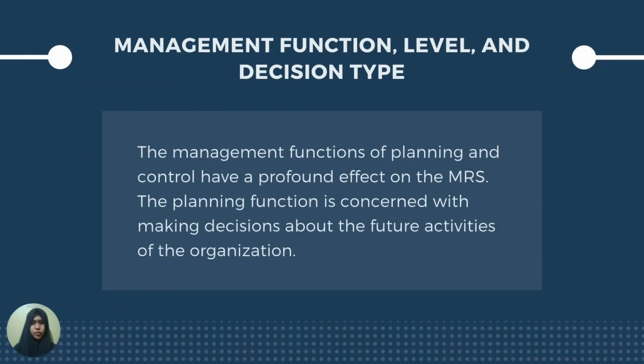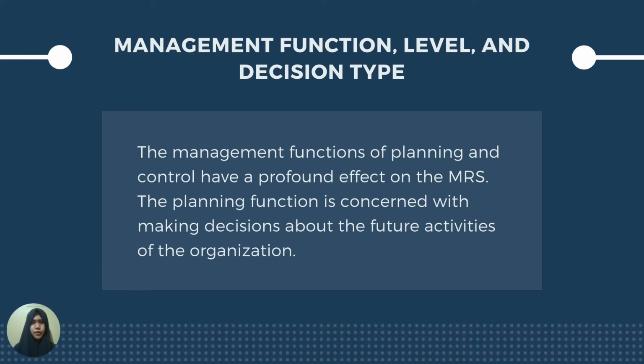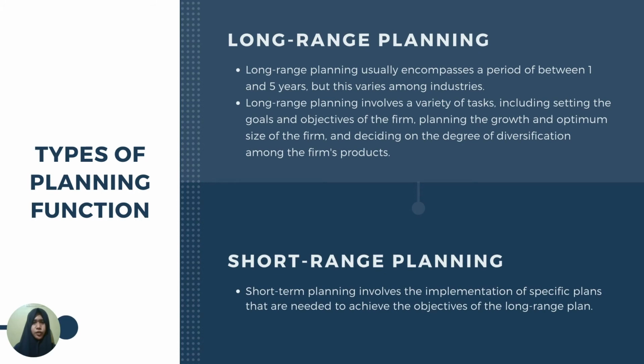So let us proceed to the management function, level, and decision type. The management functions of planning and control have a profound effect on the MRS, or management reporting system. The planning function is concerned with making decisions about the future activities of the organization. So planning can either be long-range or short-range. Long-range planning usually encompasses a period of between 1 and 5 years, but it varies among industries.